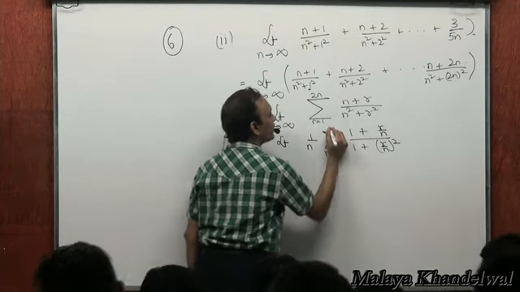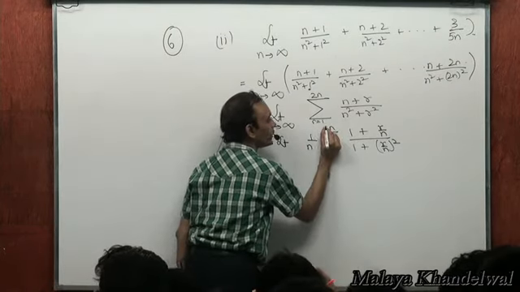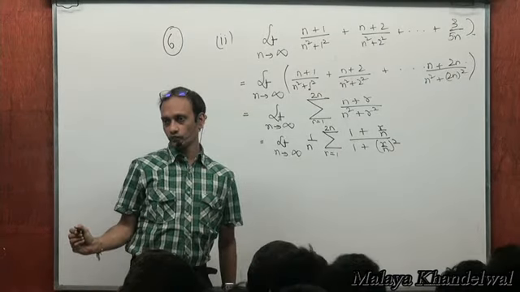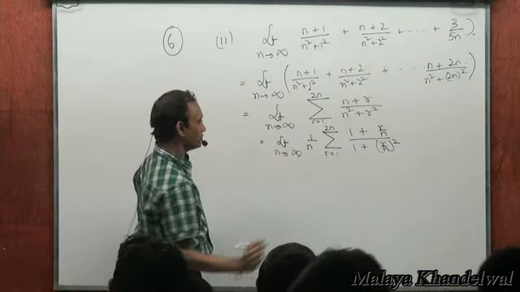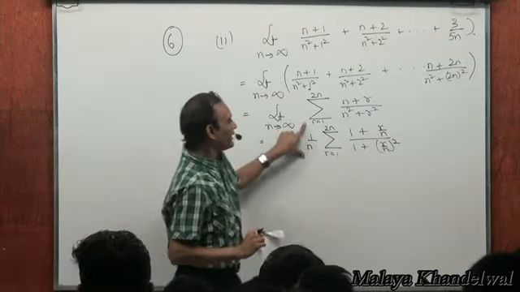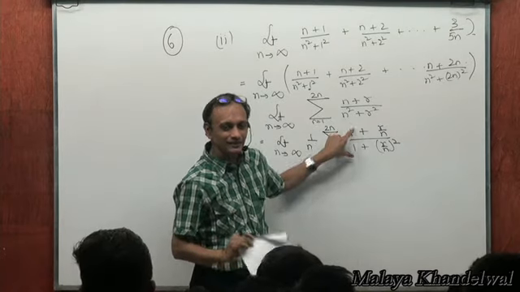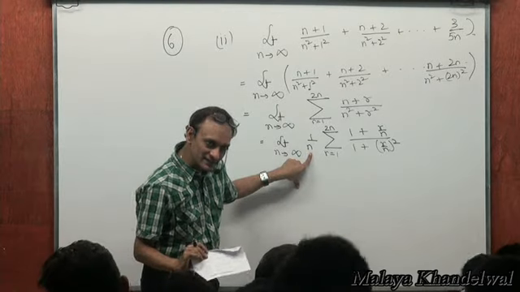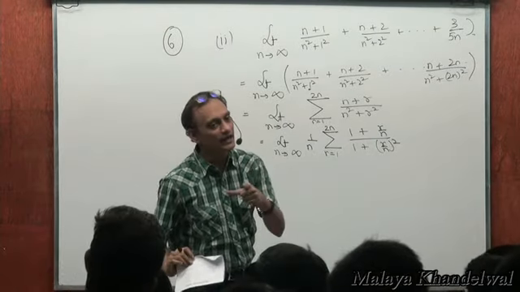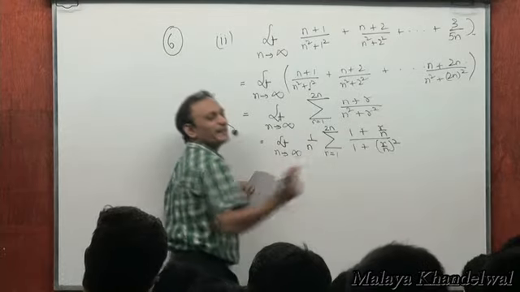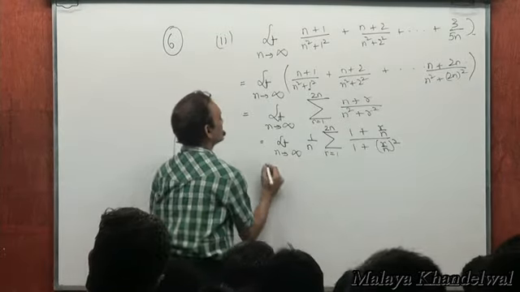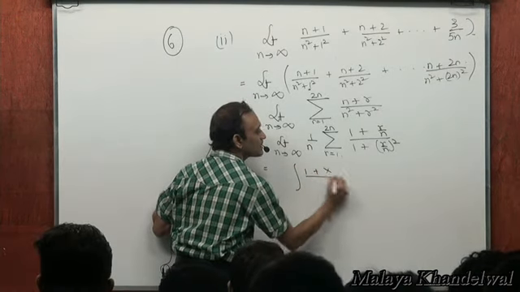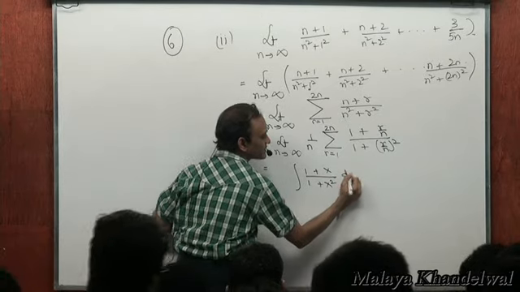R equal to 1 to n. R equal to 1 to 2n. N tends to infinity. Clear? Right? Now, 1 by n summation f of r by n. All's good, right? 1 by n could be replaced by dx. R by n could be replaced by x. Summation could be replaced by an integral sign. So, integral of 1 plus x by 1 plus x squared dx.